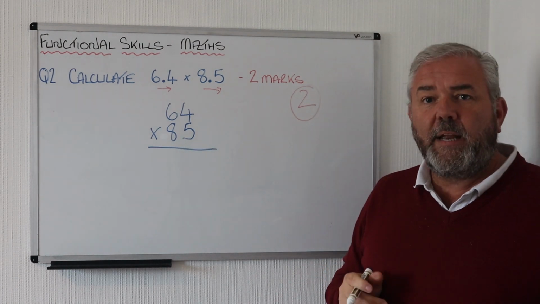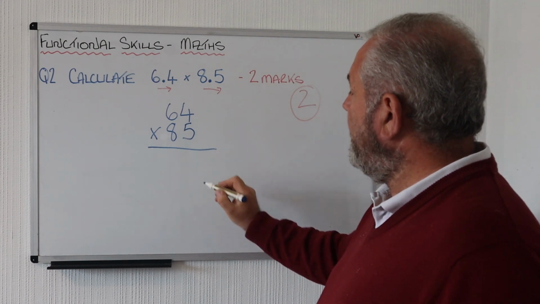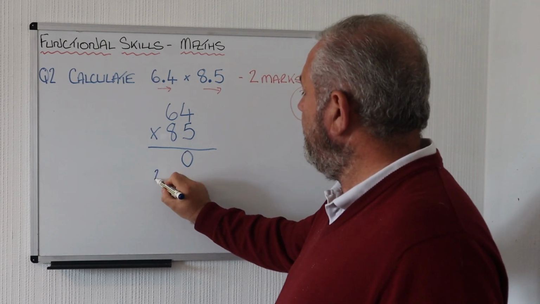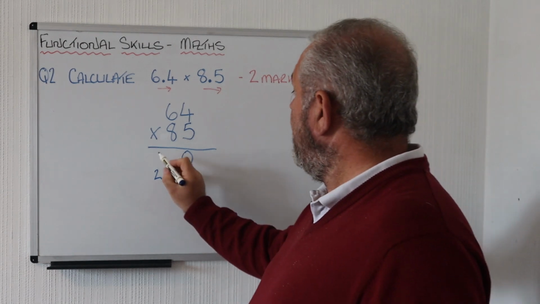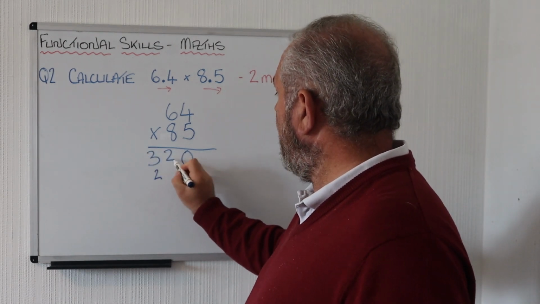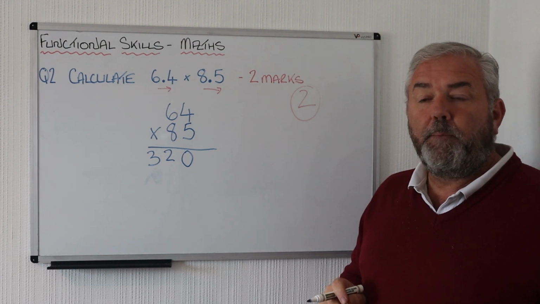Okay, and here we go. So we start off with normal multiplication rules. 5 times 4 is 20, so that's the 0, carry the 2. 5 times 6 is 30, add the 2 I've carried, gives me 32. So, starting off, 64 times 5 is 320.